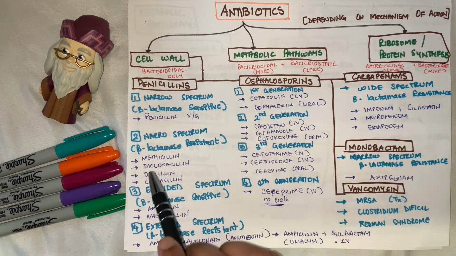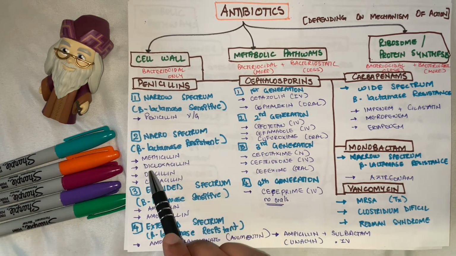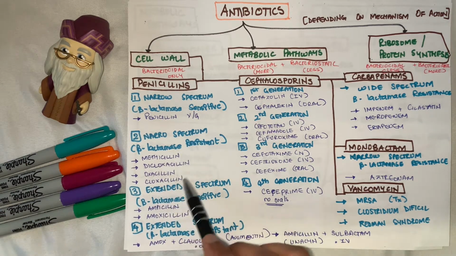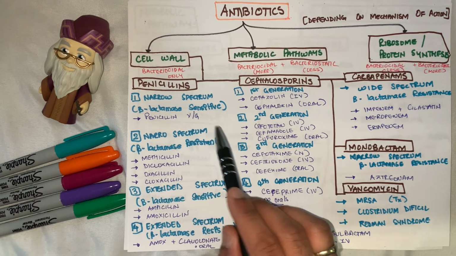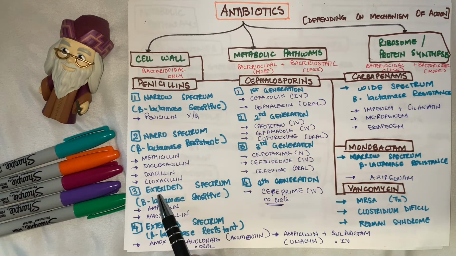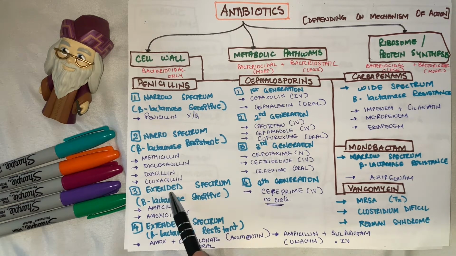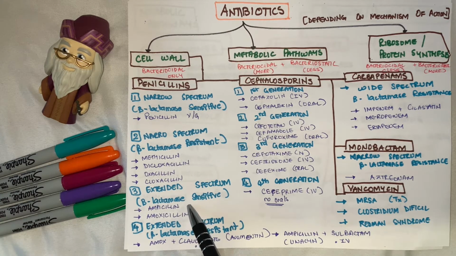Keep that in mind. The narrow spectrum beta-lactamase resistant drugs are methicillin, dicloxacillin, oxacillin, and cloxacillin. So the cillins, basically. So strong against bacterial evolution, but still narrow spectrum. Third classification under penicillin is extended spectrum, beta-lactamase sensitive. So extended spectrum, very good. It covers a lot of different spectrums of bacteria, but it is sensitive to beta-lactamase, which means it will become inactive in the presence of evolved bacteria.